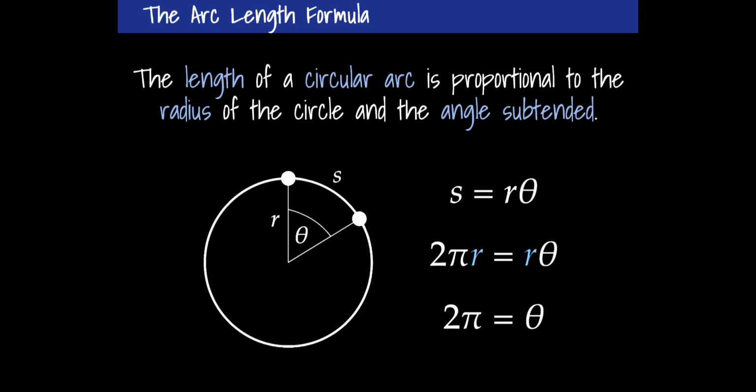Here's another thing. The radius is measured in meters, and the arc length is measured in meters. So 2 pi and theta can have no units at all. If s is measured in meters in the arc length formula here, and r is measured in meters, then to make this equation dimensionally consistent, theta can have no units at all.